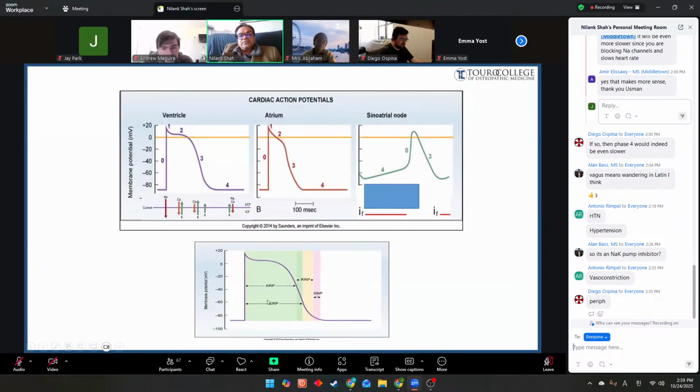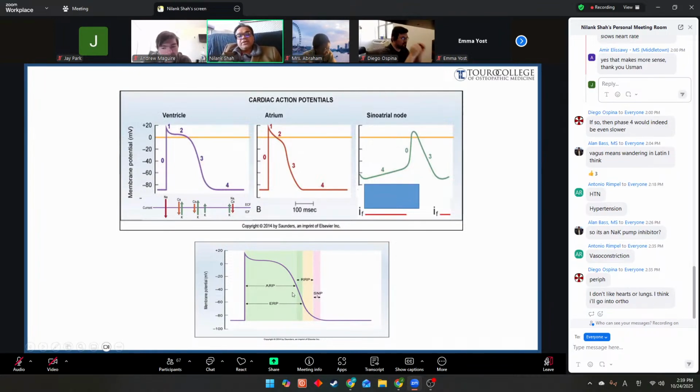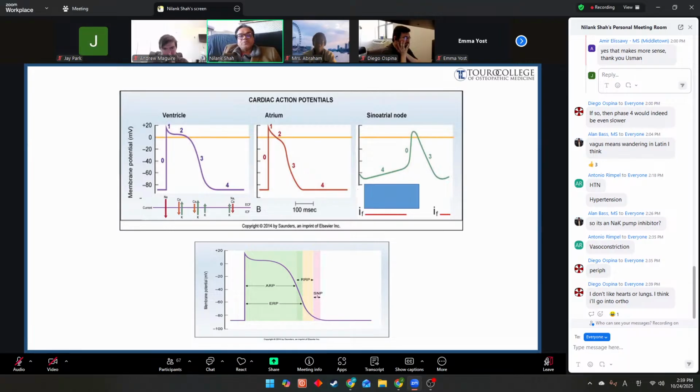Now there are 4 different types of refractory period here. We'll talk briefly about that. ARP, ERP, RRP, and SNP. You learned about 2 periods earlier. What does ARP stand for? Absolute refractory period. Why is it called absolute refractory period in terms of channel activity? What channels are playing a role there in ARP?